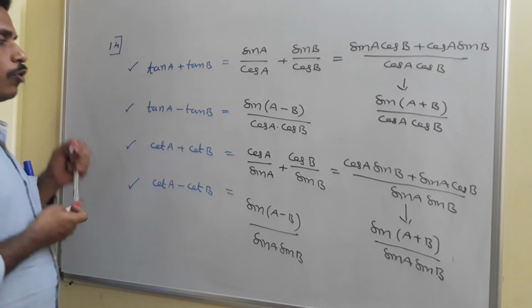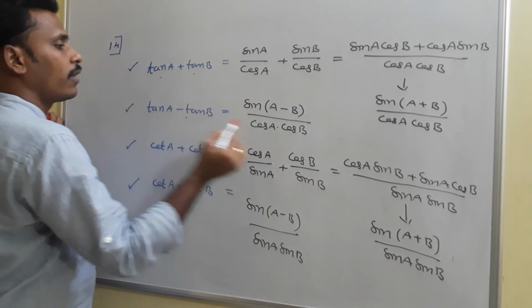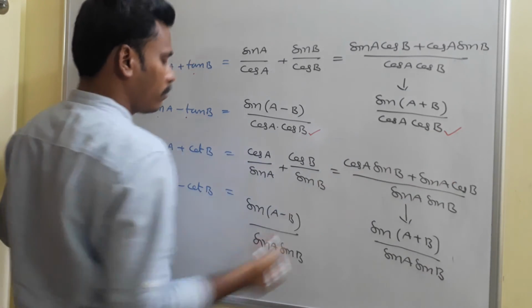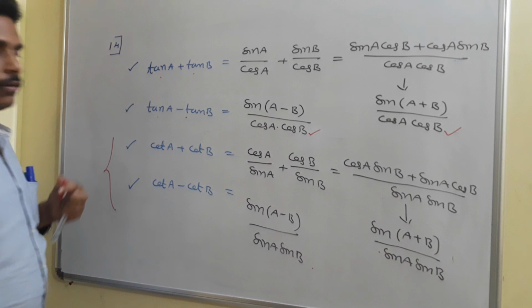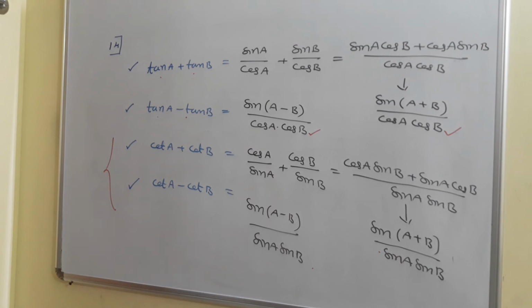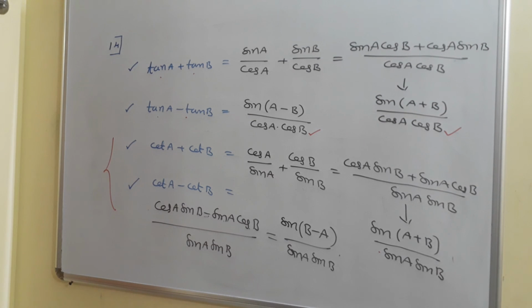You need to observe: for tans, the denominator is cos A cos B, and for cot, the denominator is sin A sin B. Just have a look. At the end, cot A minus cot B is sin of B minus A by sin A into sin B, not sin of A minus B. Just have a look there.